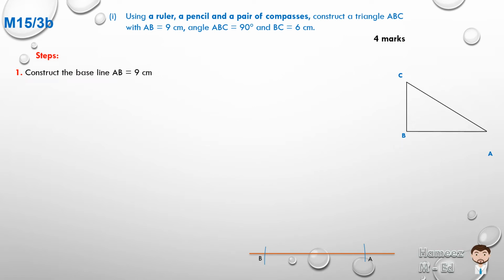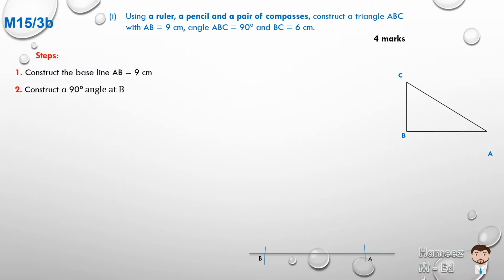Remember that I'm putting up the steps here to give you an idea of the method to solve this question. So after we've drawn the baseline, let's look at our sketch. What can we do now? We can draw that line BC, which is going upwards, which is 90 degrees. So step 2, construct a 90-degree angle at B. So how do we do that?